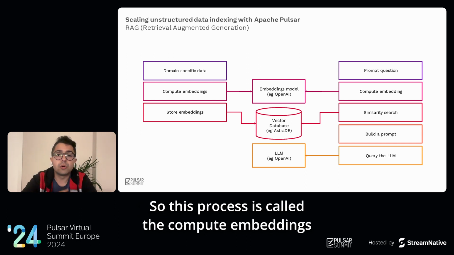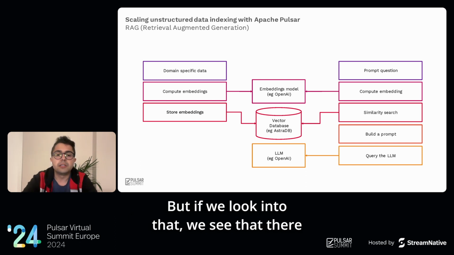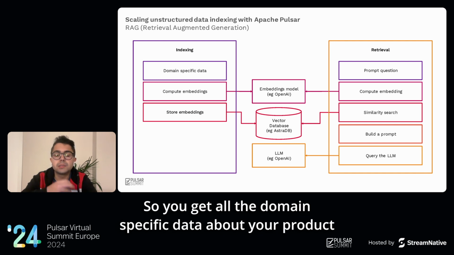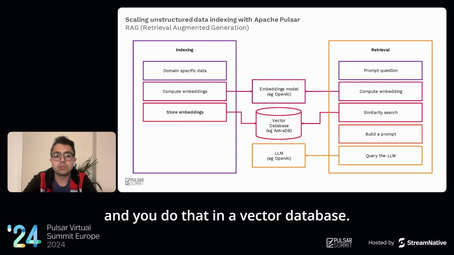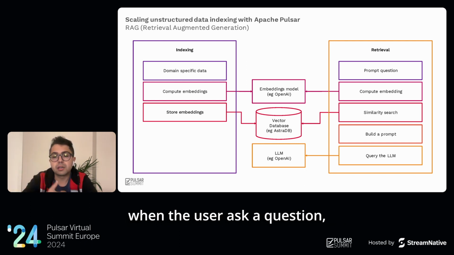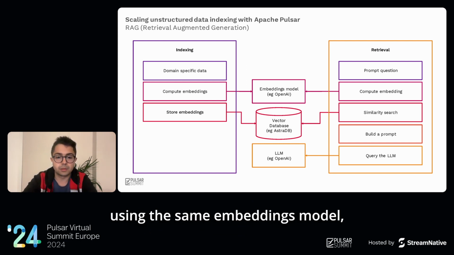So this process is called computing embeddings, and this is the whole picture. But if we look into that, we see that there are two different processes. The first one on the left is indexing. So you get all the domain-specific data about your product, and you compute the embeddings about the single chunks, and you want to store the embeddings, and you do that in a vector database. Within the same vector database, and given the same embeddings model, when the user asks a question, you are able to compute the embedding of that question using the same embeddings model.